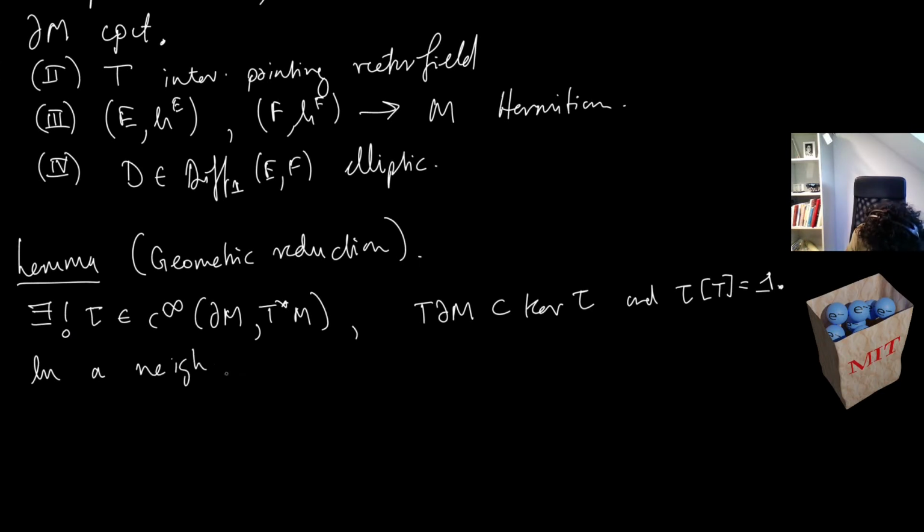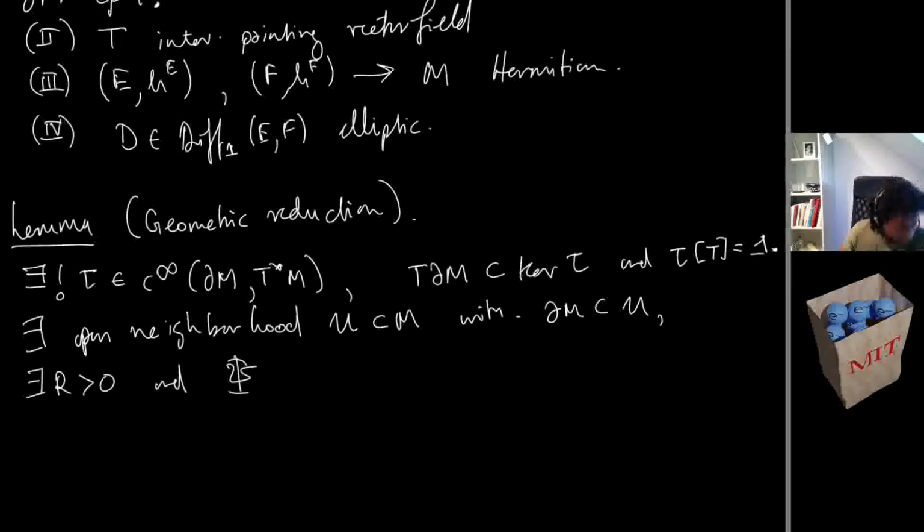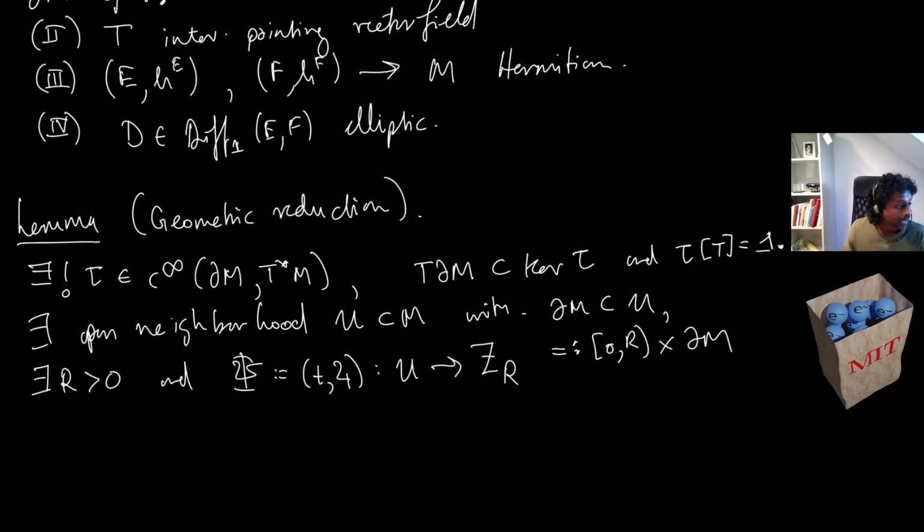In a neighborhood U of M, an open neighborhood U of M with the boundary contained in U, there exists an R, and there exists a map, call it t, little psi, so this is equal to t little psi, that takes us from U to the cylinder, which, well, maybe I'll just write R here actually, which we define to be 0, R across the boundary, such that the following hold.